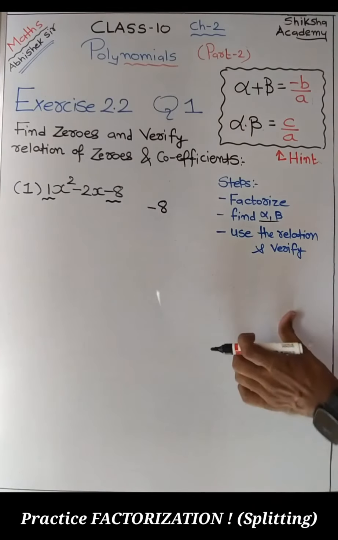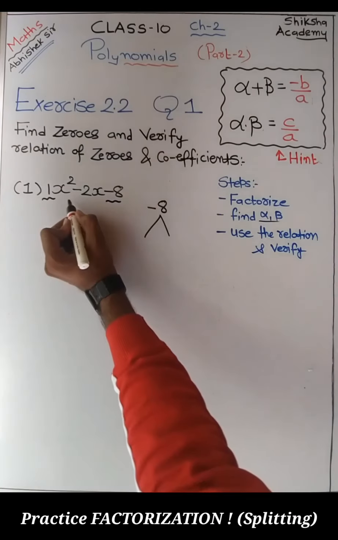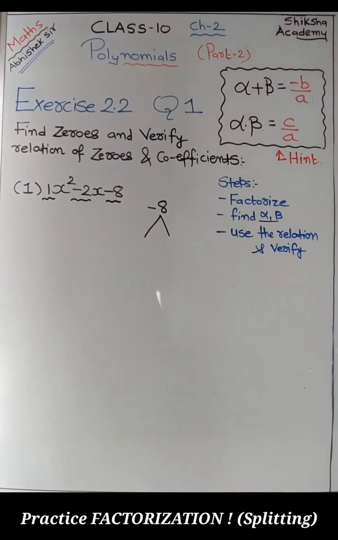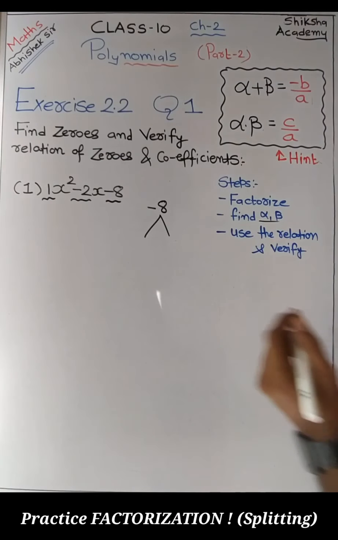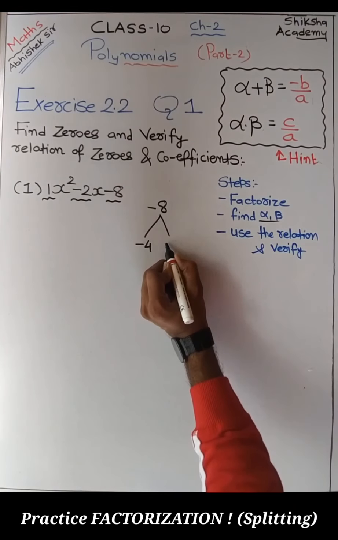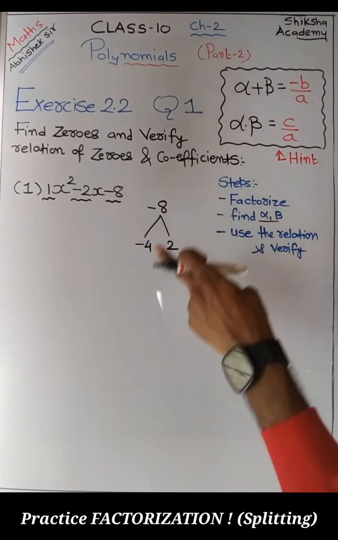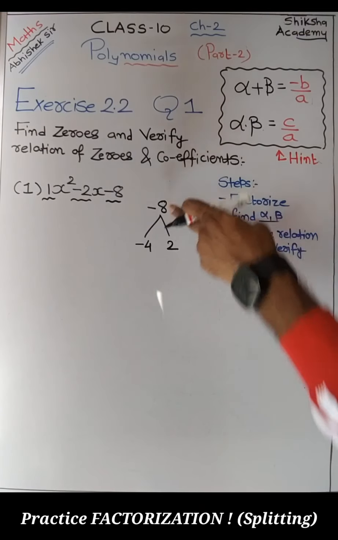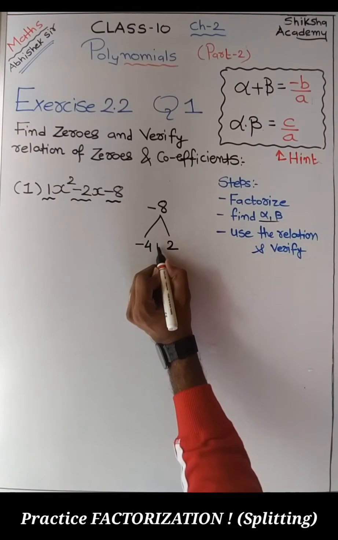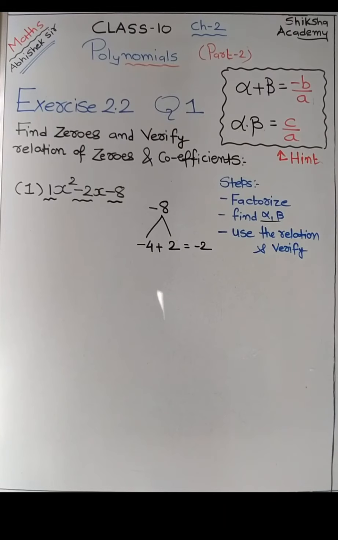Now you have to find out the factors of minus 8 such that their addition is minus 2, right? So minus 8 factors I am writing minus 4 and 2, right? Minus 4 times 2 is minus 8. So multiplication gives you minus 8 and addition will give you minus 2, right? So now this method is also called splitting the middle term. So ultimately what we are doing is splitting of the middle term.